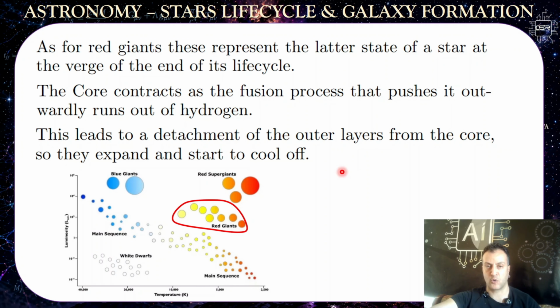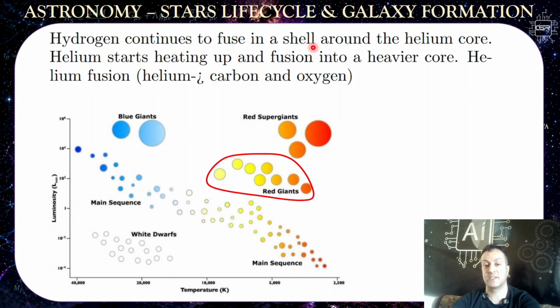So you have an inner core detached from the outer layer that is reddish right now and starts gradually cooling down. The hydrogen continues to fuse in a shell around the helium core. Helium starts heating up and fusing into a heavier core. That would be the helium fusion, okay, and it would lead to carbon, oxygen, gradually into heavier elements.